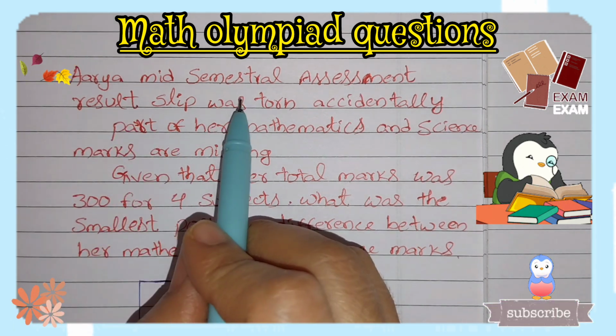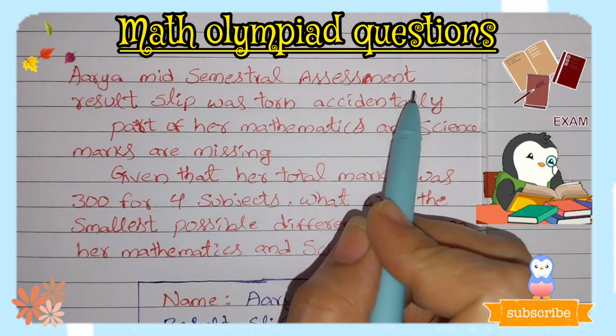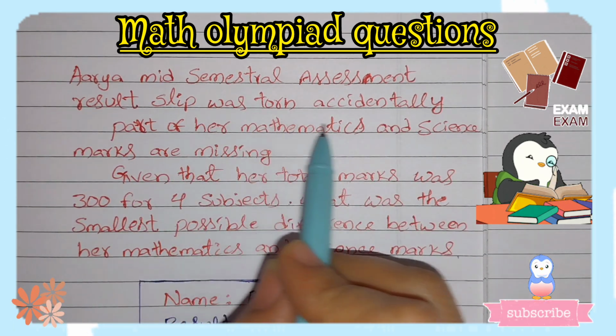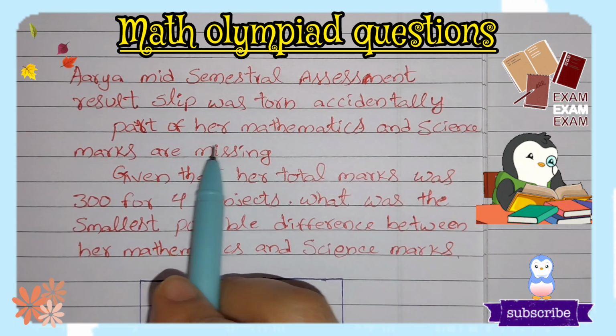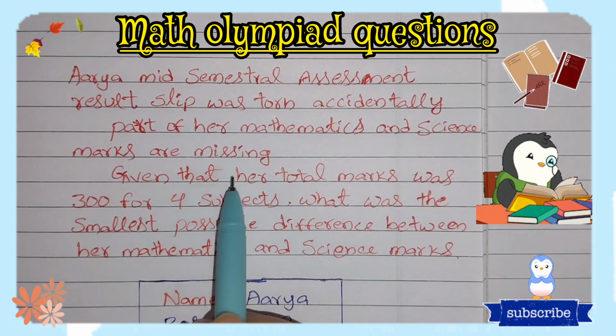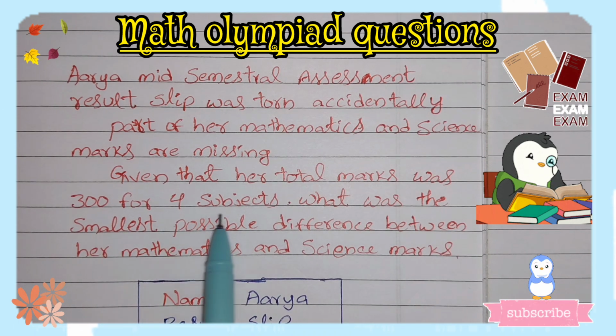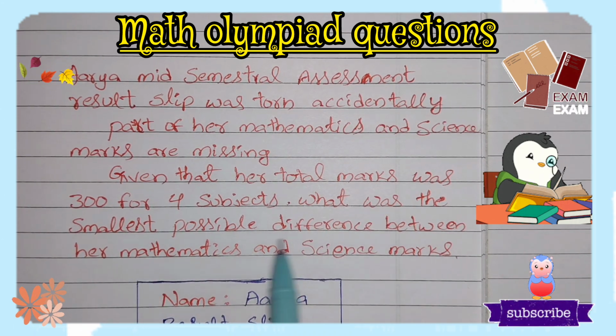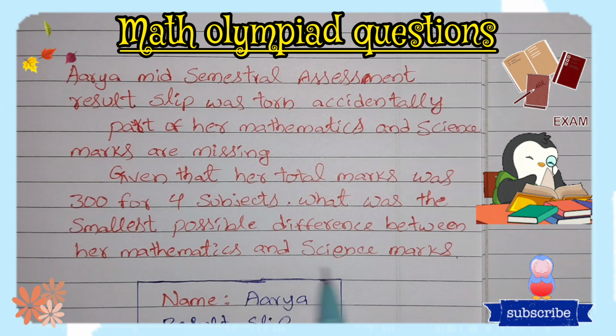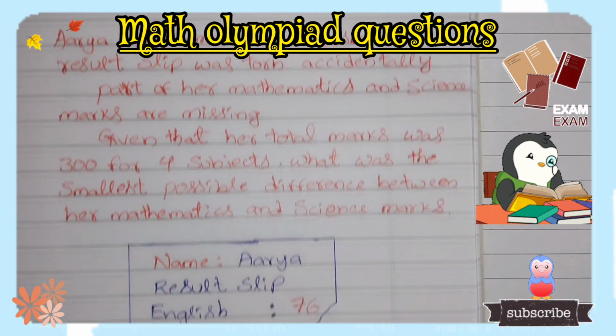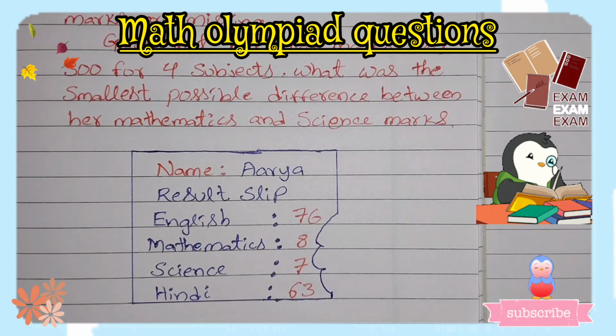The second question is Arya's mid-semestral assessment result slip was torn accidentally. Part of her mathematics and science marks are missing. Given that her total marks was 300 for 4 subjects, what was the smallest possible difference between her mathematics and science marks? This is the torn result paper.